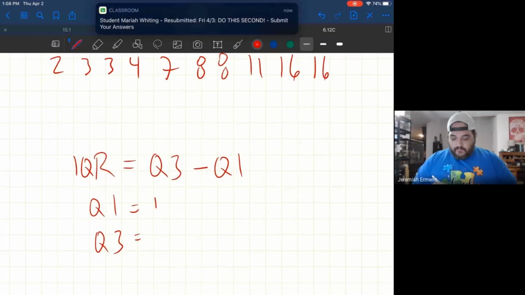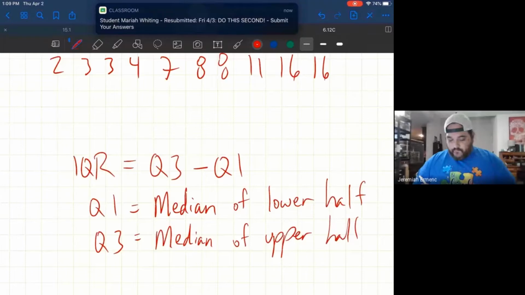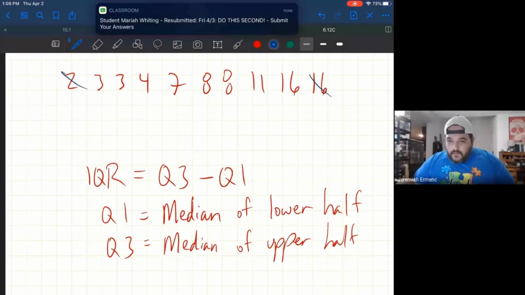So my quartile 1 is the median, or the middle number of my bottom half or my lower half of my data. My quartile 3 is my median of my upper half. All right, so once I know that, well, I know how to find my median. So my median is found just by crossing off my outer numbers.